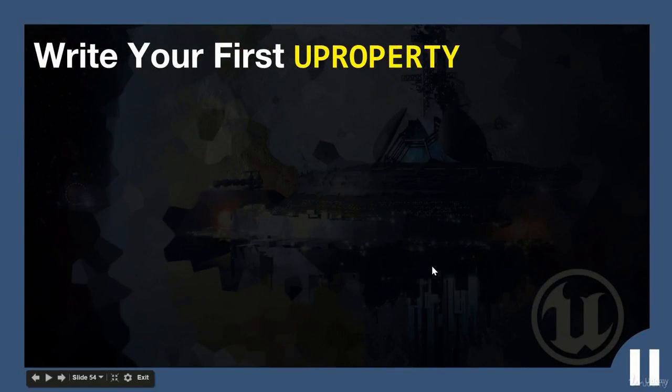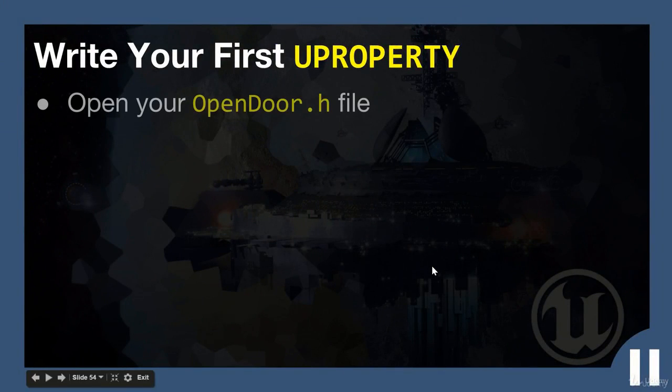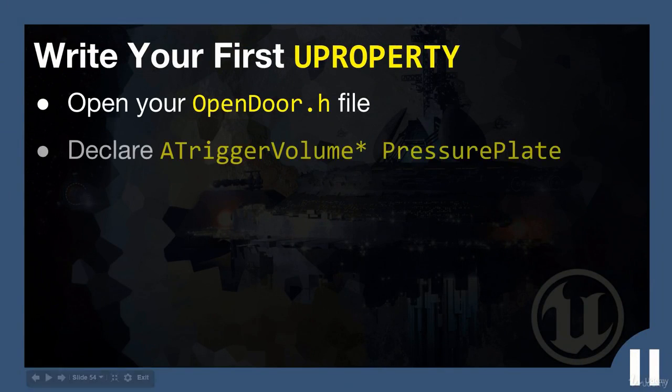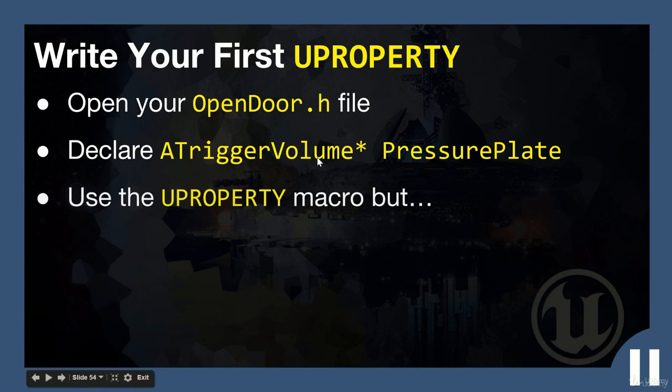Cool, so I want you to write your first UPROPERTY now. I want you to open your OpenDoor.h file, we already have it. I want you to declare this, a trigger volume pointer, PressurePlate. Now that can be private as well, and this is going to be a pointer called PressurePlate to a trigger volume, which we've already put in the scene.